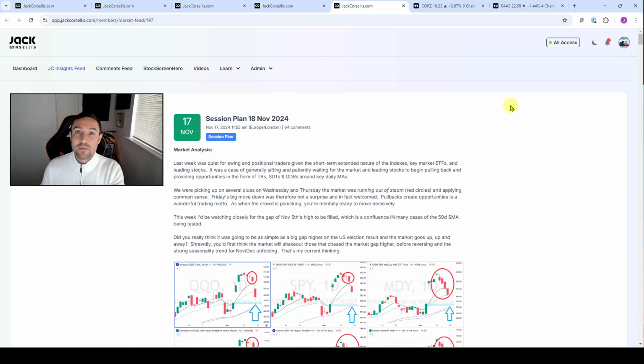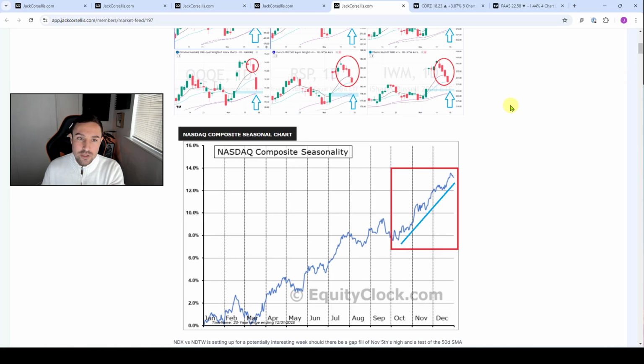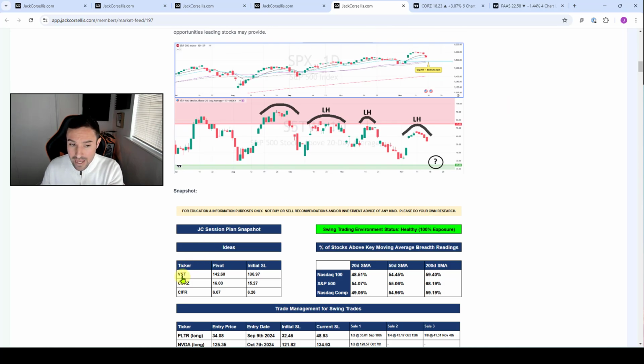So before we start analysing the charts and I teach you the specific setups and the thought process for why I was looking to target that stock at that specific moment in time, let me take you through my session plans from last week. So this is the one for the 18th of November 2024. If I scroll down here, you can see I was targeting VST, CORZ and CIFR. You can see the pivot and then the initial stop loss. This will make sense when we're analysing the charts in a minute's time or so.